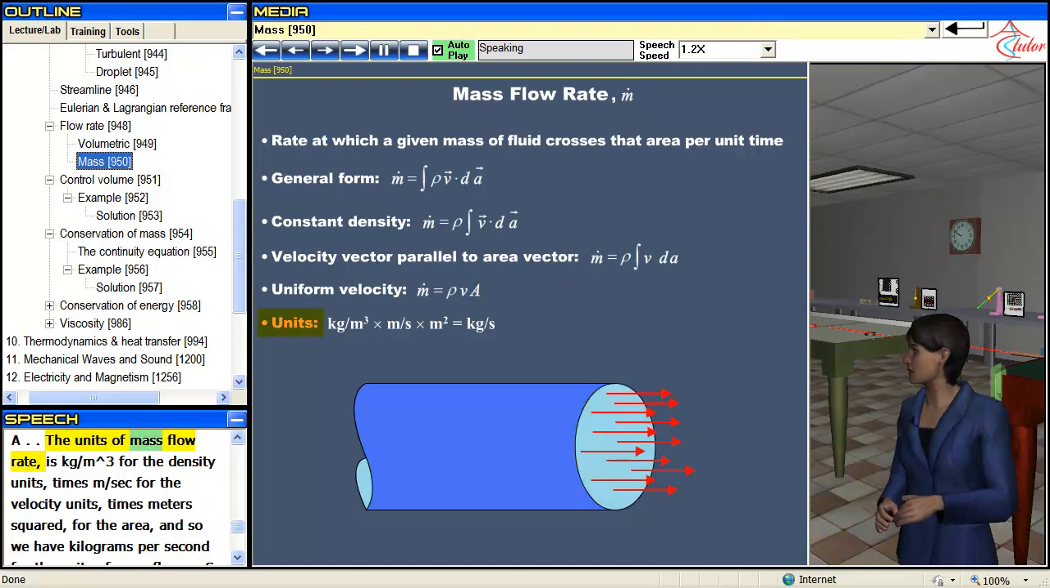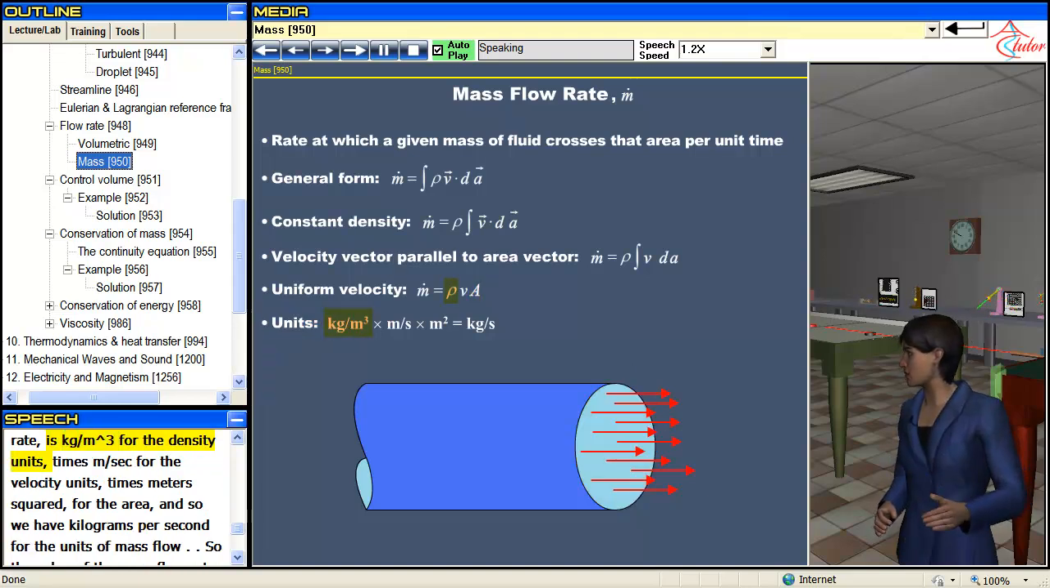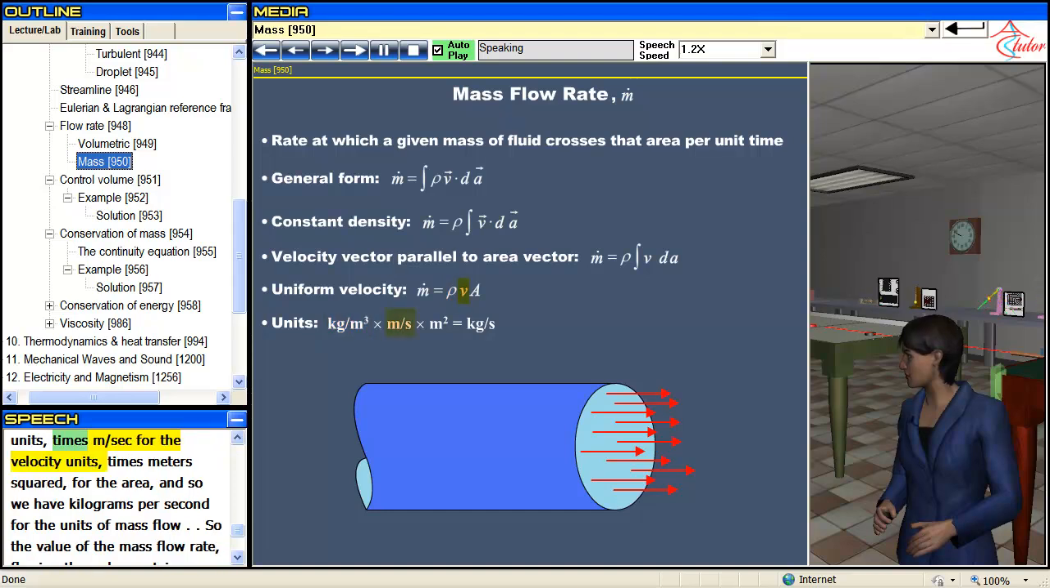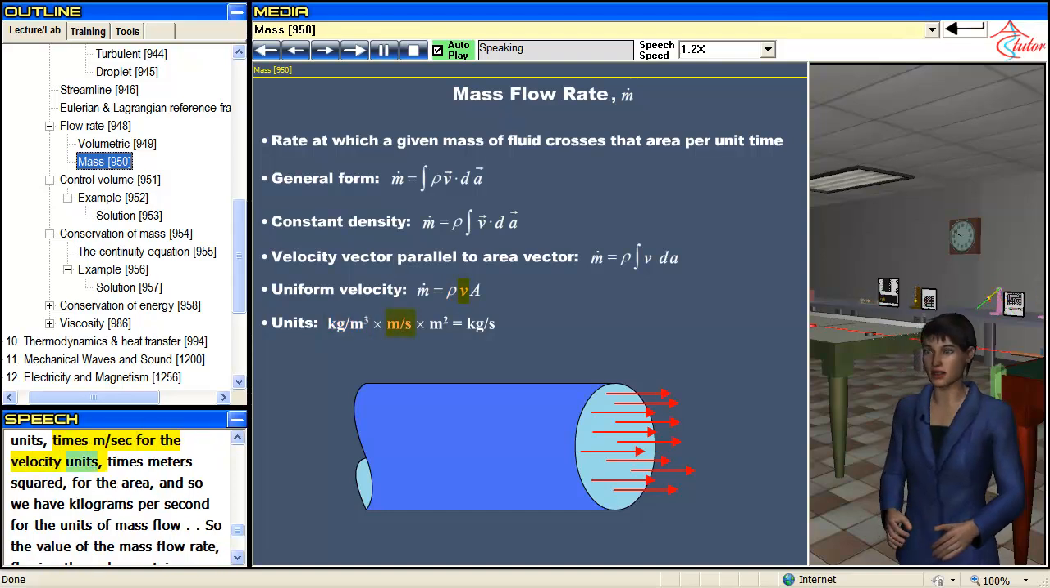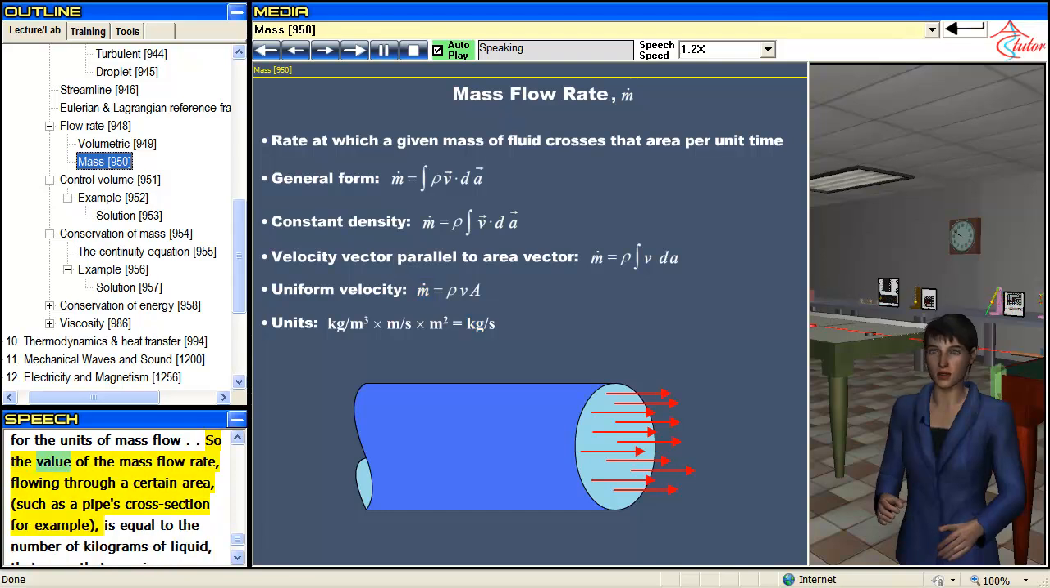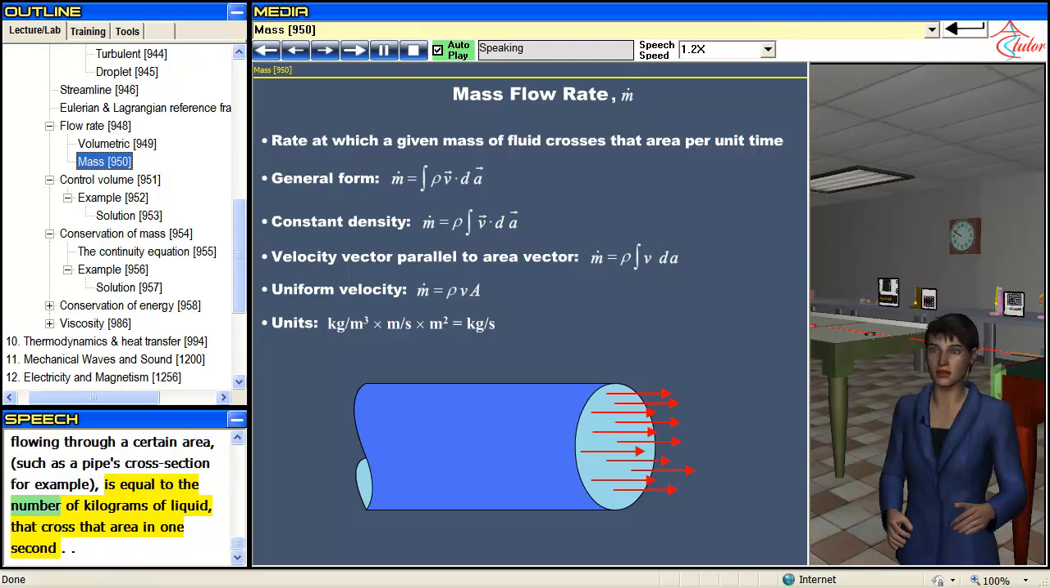The units of mass flow rate are kilograms per meter cubed for the density units, times meters per second for the velocity units, times meters squared for the area, and so we have kilograms per second for the units of mass flow. So the value of the mass flow rate flowing through a certain area, such as a pipe's cross-section for example, is equal to the number of kilograms of liquid that cross the area in 1 second.